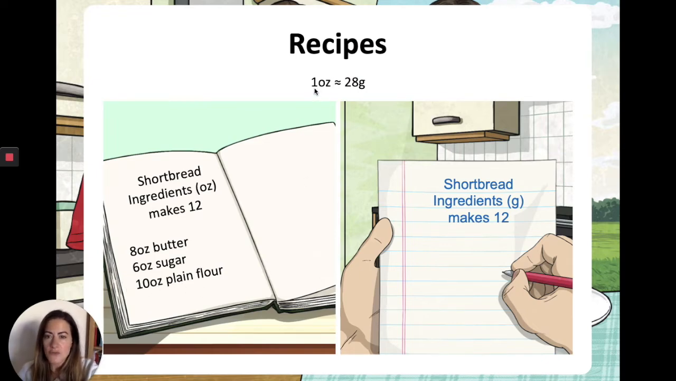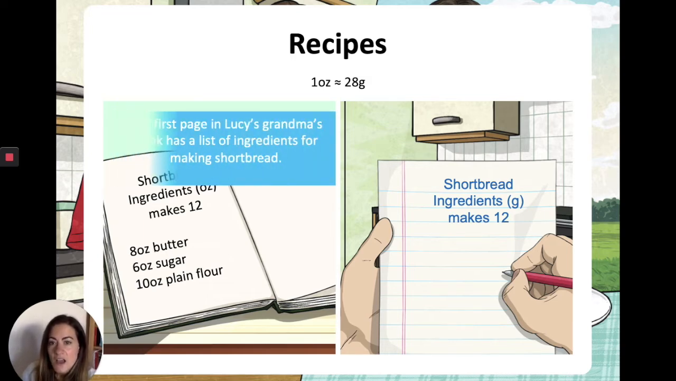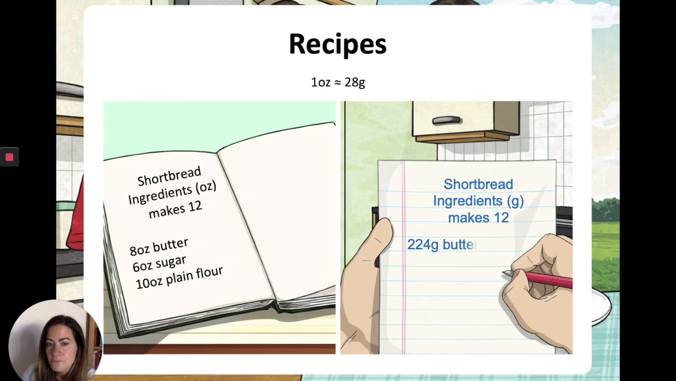So just like before, I know that 1 ounce is roughly equal to 28 grams. So if I want to find out 8 ounces, I need to do 8 lots of 28 grams, 8 times 28. Now, I can't do that in my head, so I would do a short multiplication sum of 28 times 8, and that gives me 224 grams.